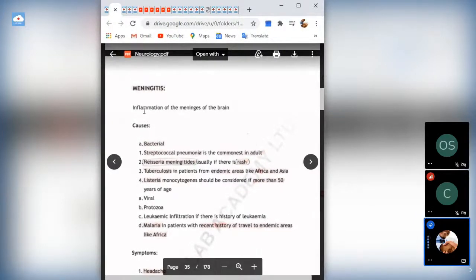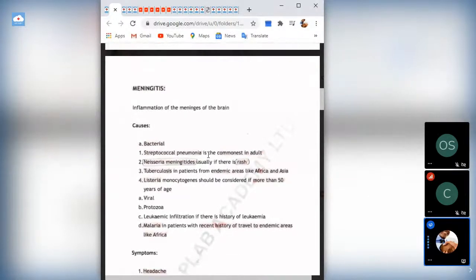So there is like a triad. Streptococcal pneumonia is the commonest cause of bacterial meningitis in adults. Then it is followed by Neisseria meningitidis, and usually you suspect Neisseria meningitidis in the meningitic belts, for example, very hot areas. It usually comes with a rash, like you saw in the video, a pustular, kind of petechial rash, right?